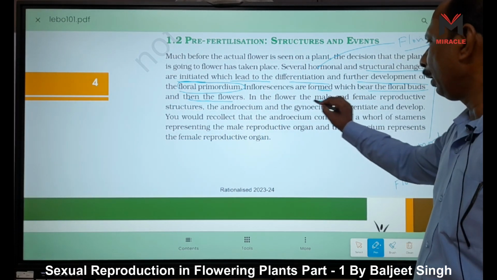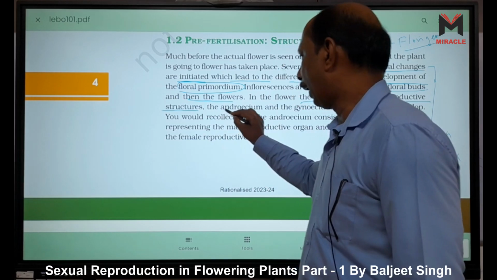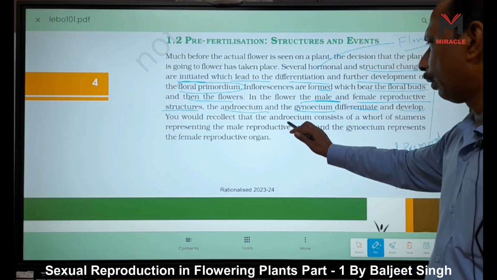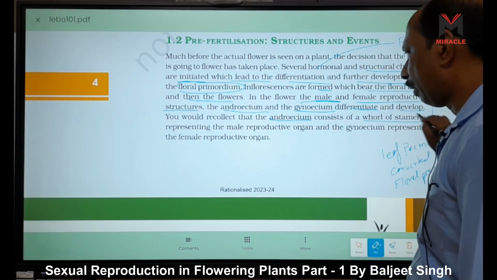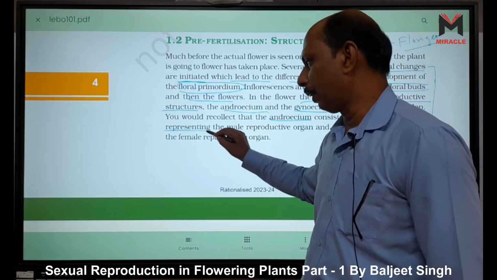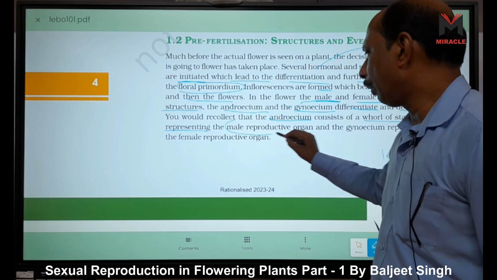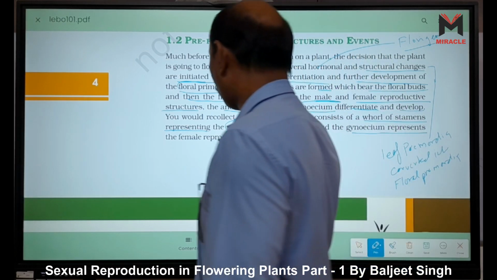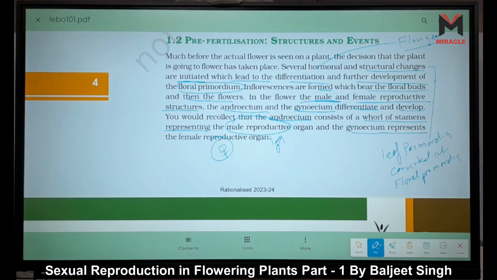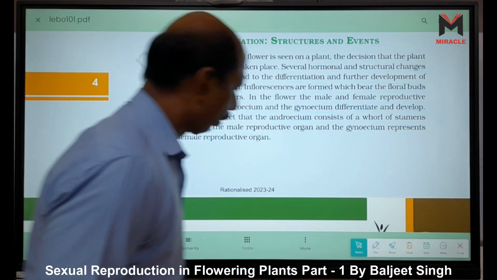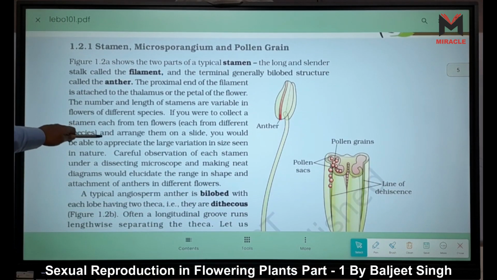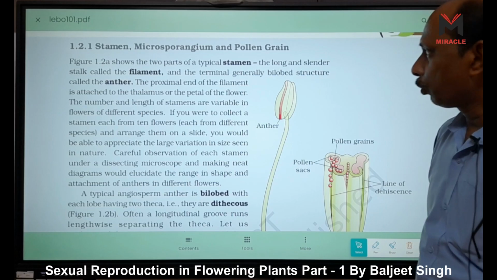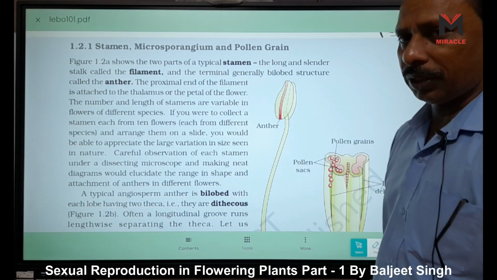In the flower, the male and the female reproductive structures, that is Androecium and gynoecium respectively, differentiate and develop, right? You would recollect that the Androecium consists of a whorl of stamens. Androecium is normally called stamens, representing the male reproductive organ, right? And the gynoecium represents the female reproductive organ. We know these are very easy points, right? Now here, first point is stamen, microsporangium and pollen grain. What is the structure given here?